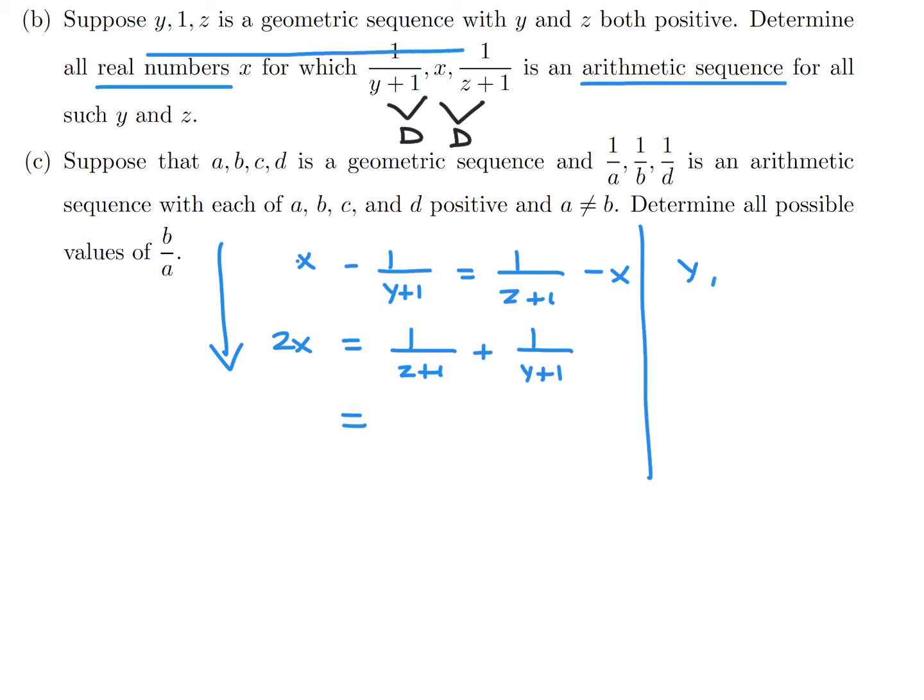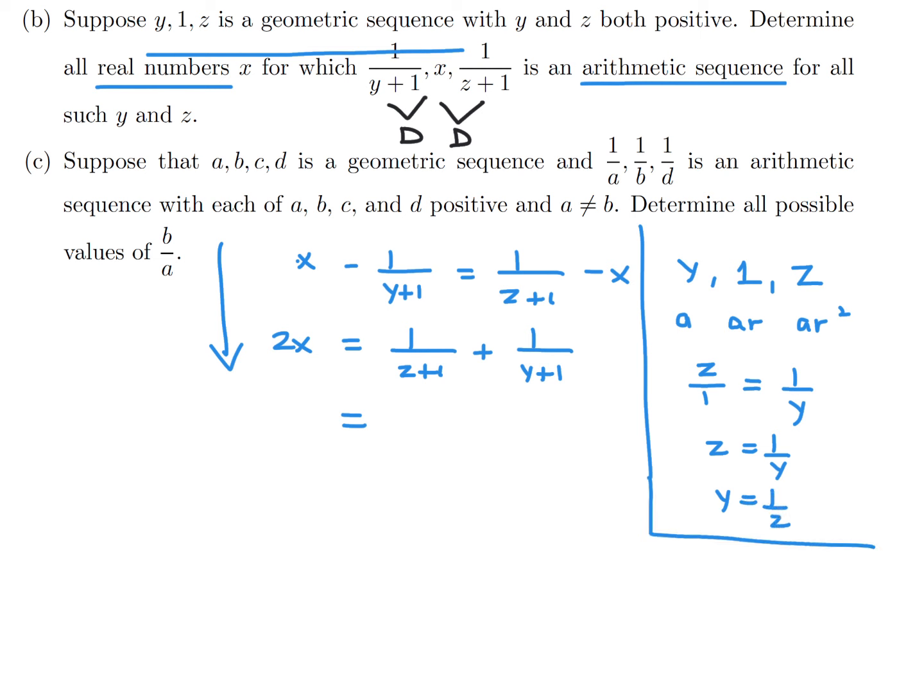That y, 1, and z is a geometric sequence. So that means that this is a, this is ar, and this is ar squared. That's basically what a geometric sequence is. So that basically means that z over 1 is the same as 1 over y. Yeah. So either z is 1 over y, or y is 1 over z, whichever one you want to use. Okay, so that's going to help, I believe.